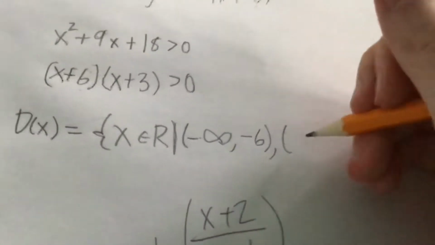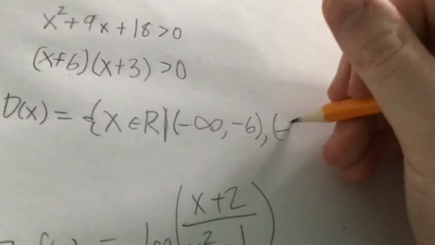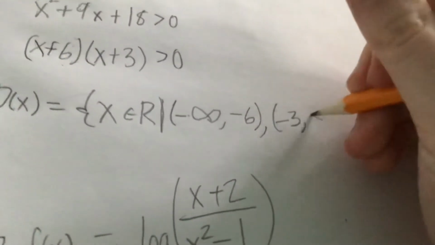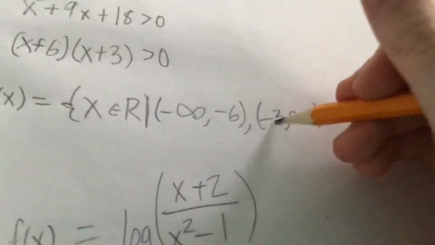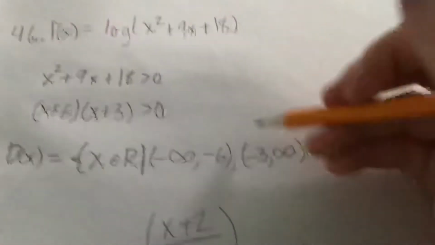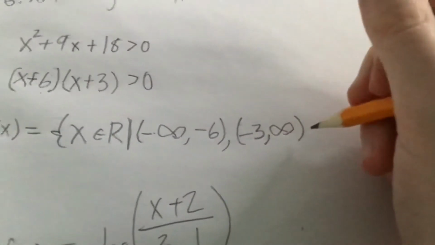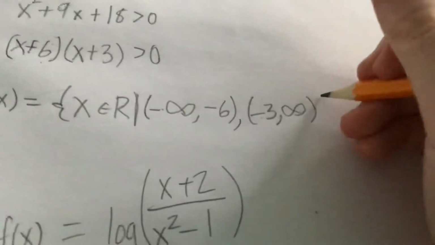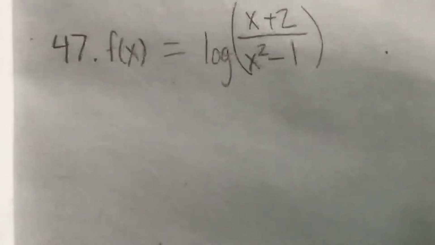I've done this quite a few times. It's kind of hard for me to explain right now because I'm focused on doing other things. Here we go. And then this is where we have negative 3. Negative 3 is where an interval picks up and then continues on to positive infinity, okay? And that is our interval. There we go. The next one is 47.